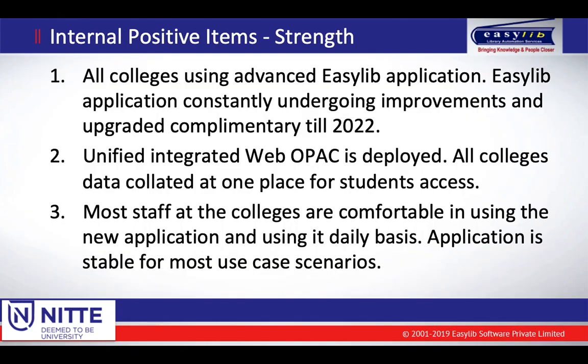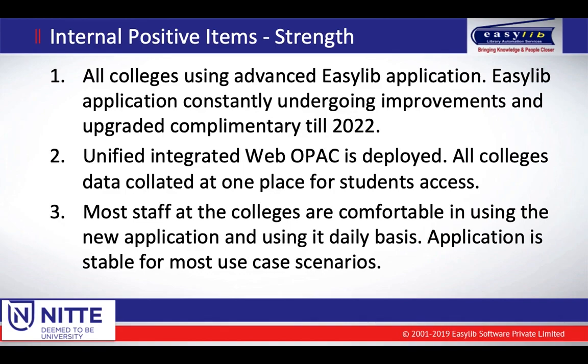The strengths of this entire installation are: there are a total of 8 installations using the Easylib web application. This application is constantly undergoing changes, and in the last 2 years, between 2018 and now, we have upgraded close to 8 times. The second strength is that you have a unified web OPAC that helps the students to search across the university. So when used well, you will be able to save money.